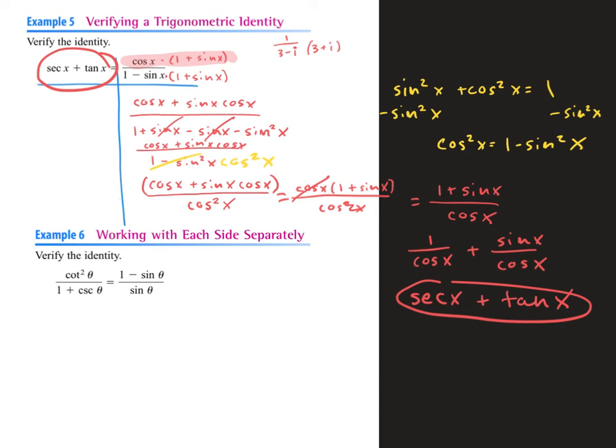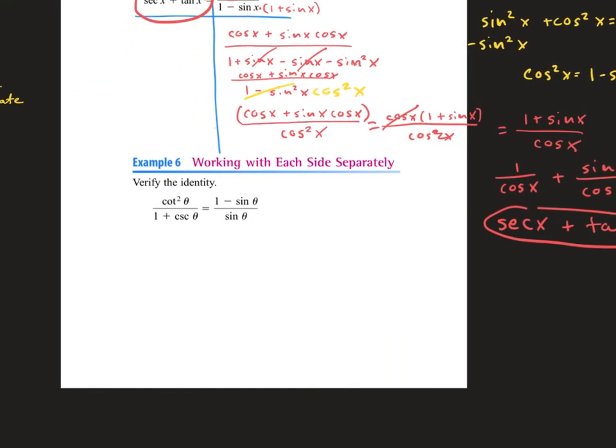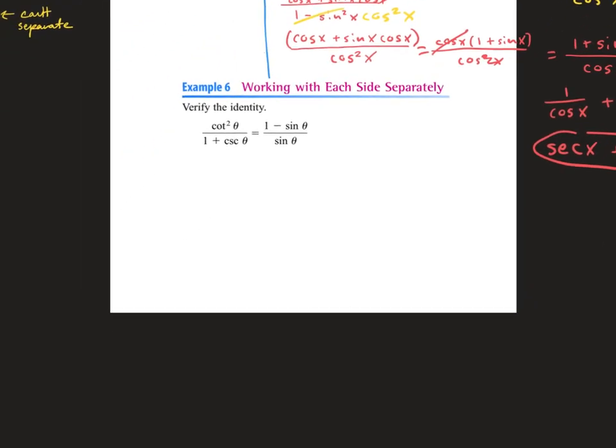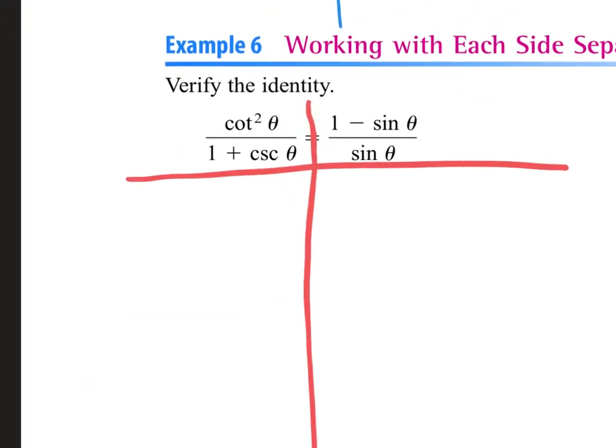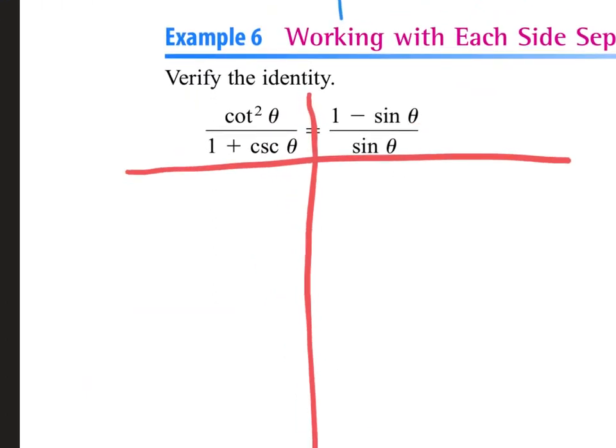Any questions on this one? Alright, so number 6 says working each side separately. So we're going to have to do stuff on both sides, but we just want to be careful that we're only doing one side at a time. The left side looks a little bit more complicated just because we have 2 terms on the bottom. So there's different ways we can approach this.